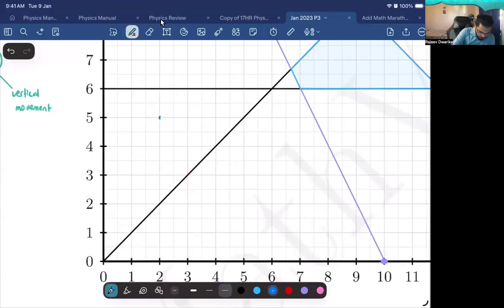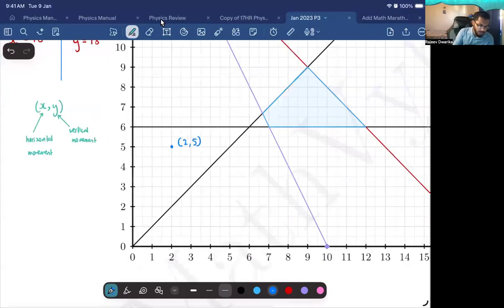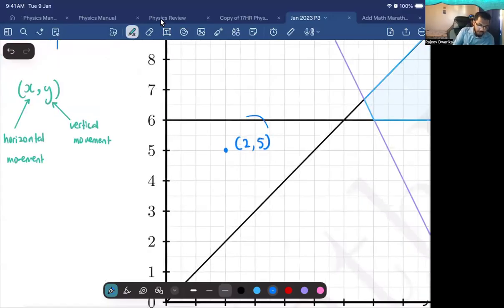Try to read off this point for me. 2, 5? Yes, 2, 5 is correct. So let's use that point and see if it will satisfy the inequality. So what is the x value here and what is the y value here? The x value would be 2, and the y value is 5.